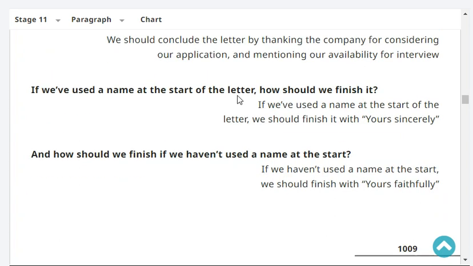If we've used a name at the start of the letter, how should we finish it?